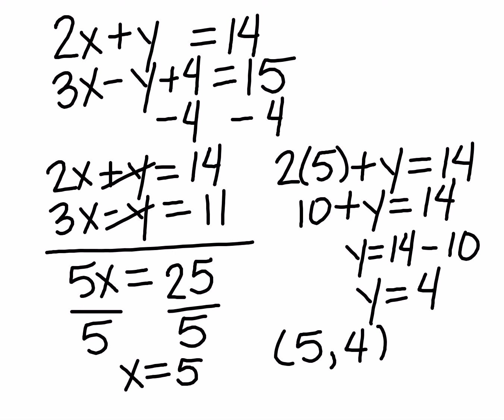This solution also tells us where the two equations intersect. So when I see a solution here, this is one solution. 5, 4 tells me where the system intersects. We know intersect is cross, touch, interact. If I was to graph both of these equations, it will intersect at 5, 4.